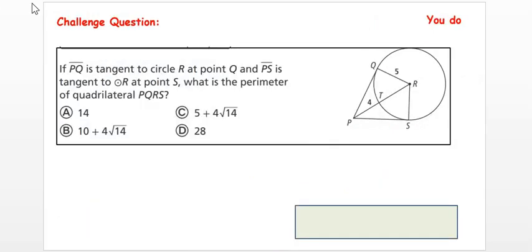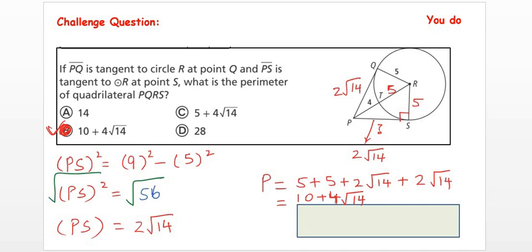Better pause the video here, try to solve it on your own, and then play the video to check your answer. Here is the answer. It's B. Now clearly you can see that this radius is 5, this radius is 5, and we are trying to find how long BS is.